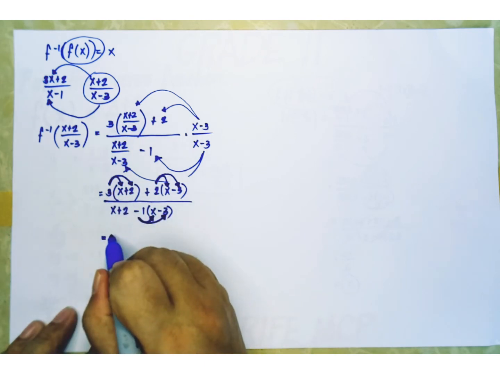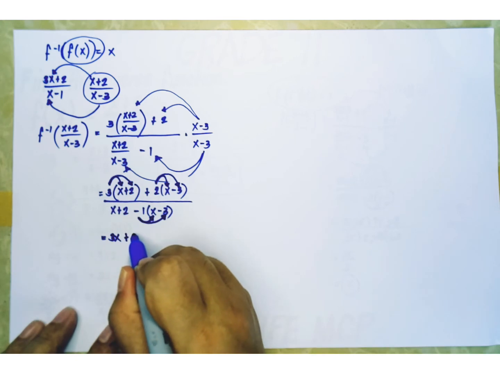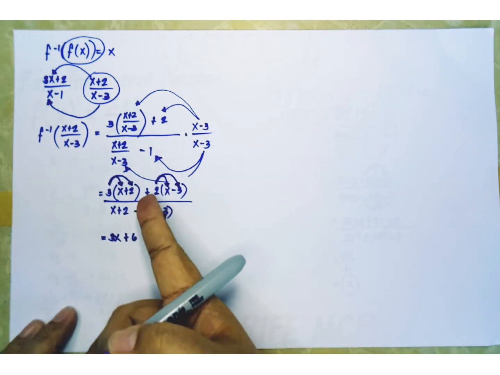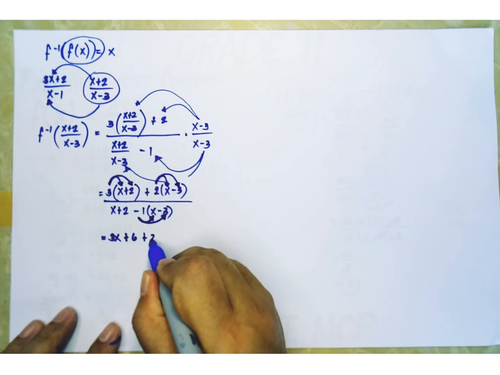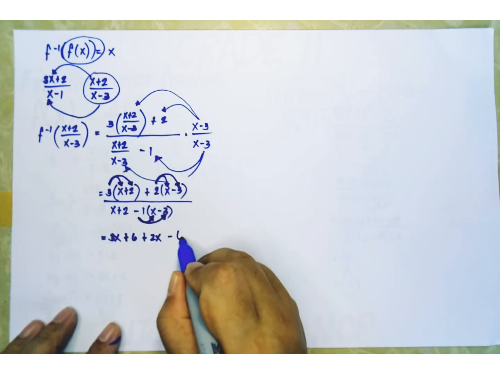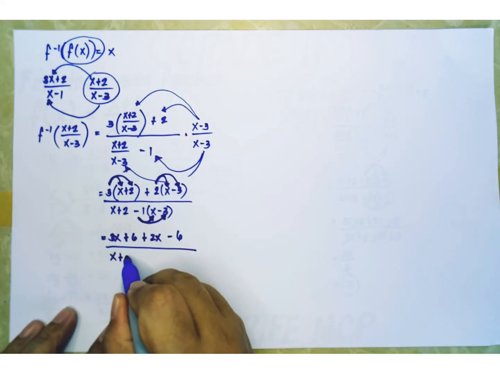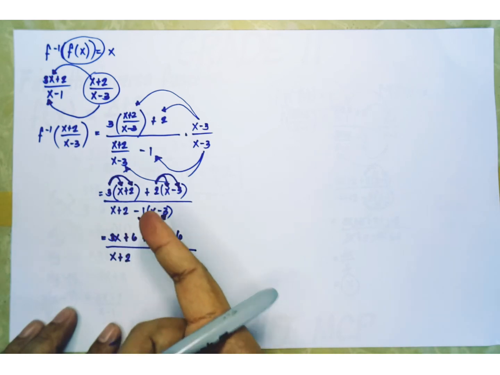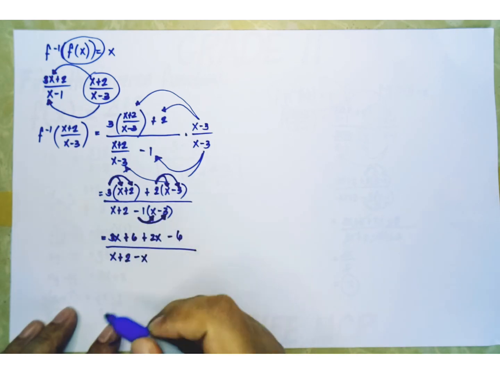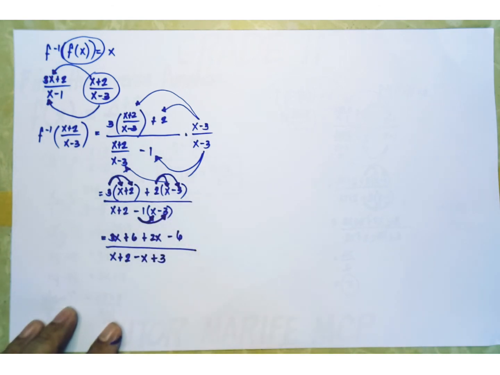3 times x is 3x. 3 times positive 2 is positive 6. Positive 2 times x is positive 2x. Positive 2 times negative 3 is negative 6. All over x plus 2. Negative 1 times x, negative x. Negative 1 times negative 3, positive 3. And then we further simplify by combining like terms.